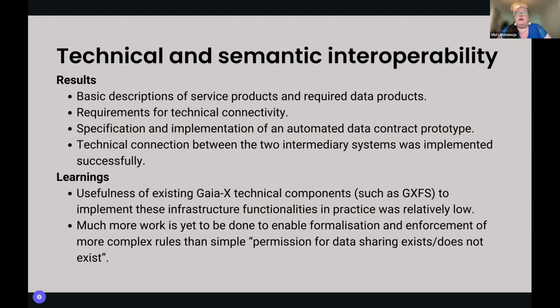And this is, by the way, I forgot to say that this project took place last year. It concluded in May of last year.